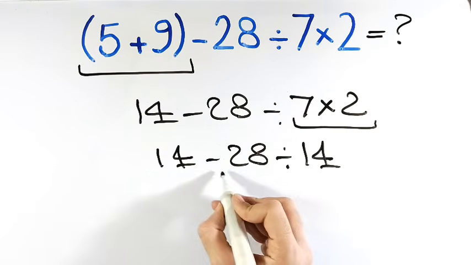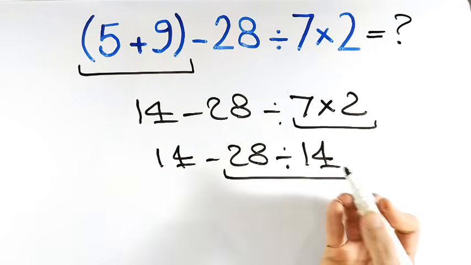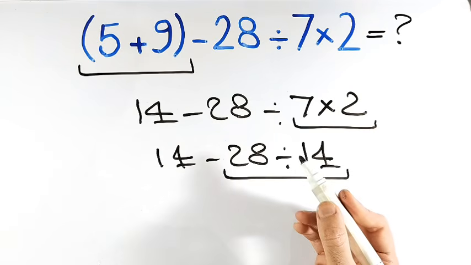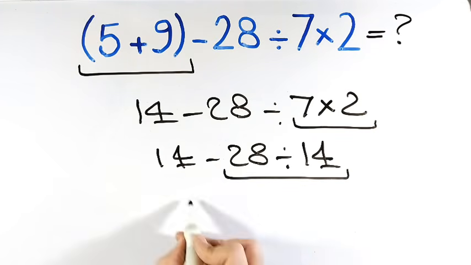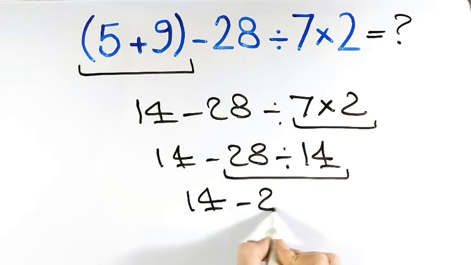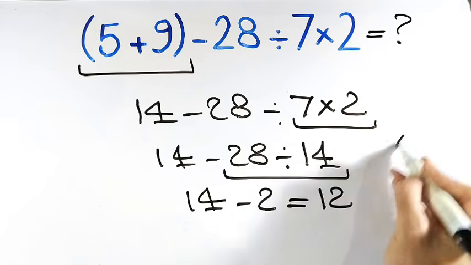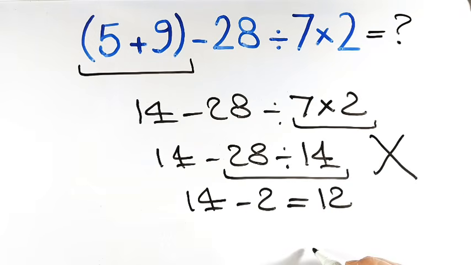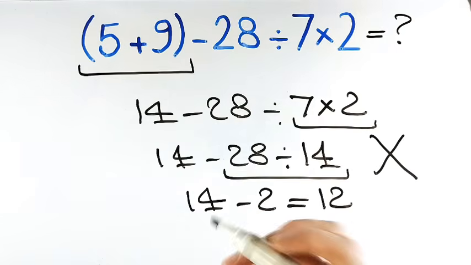In the final step, they go for the division between 28 and 14 because they think division has a higher priority than subtraction. So, they rewrite this expression as 14 minus 2, which finally gives them the answer 12. However, it's not the correct answer to this question. Alright, now let me show you how to solve this expression properly.